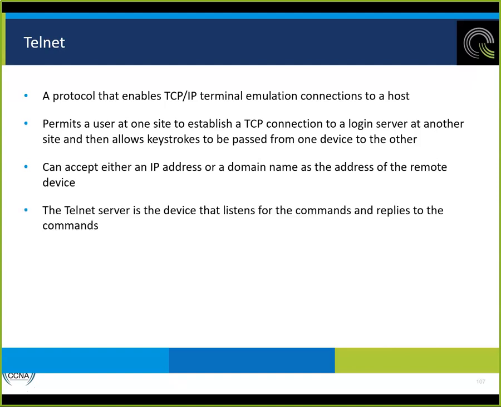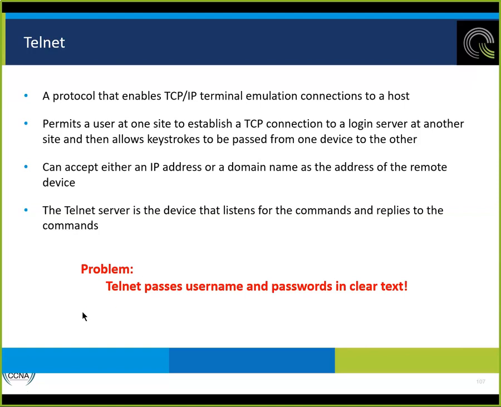The Telnet server is the device that listens for the commands. The Telnet server is at the destination. The client is on the machine. On Windows, the server is disabled by default. You have to go in and configure it if you want to use it. The client, we can telnet from a Windows machine by default. We cannot telnet to a Windows machine by default. You can configure telnet to where the server is running on these things.